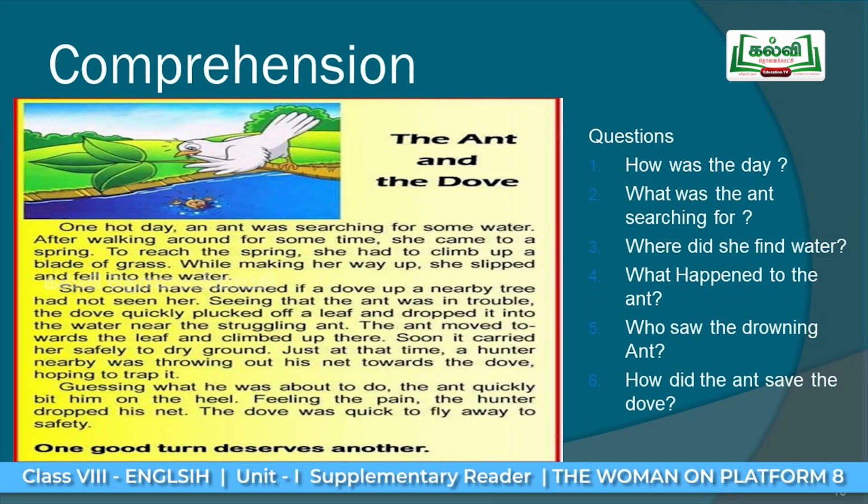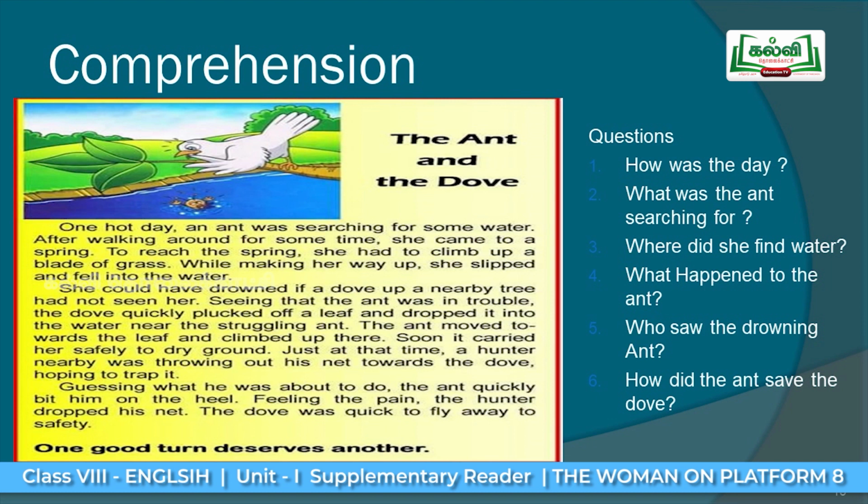An ant was searching for some water. So after walking around for some time, she came to a spring. To reach the spring, she had to climb up a blade of grass. While making her way up, she slipped and fell into the water. She could have drowned if a dove up a nearby tree had not seen her. Seeing that the ant was in trouble, the dove quickly plucked off a leaf and dropped it into the water near the struggling ant. The ant moved towards the leaf and climbed up there. Soon it carried her safely to dry ground.